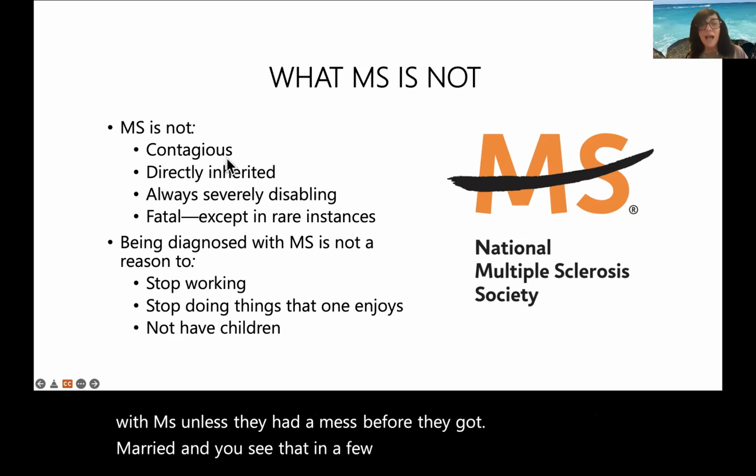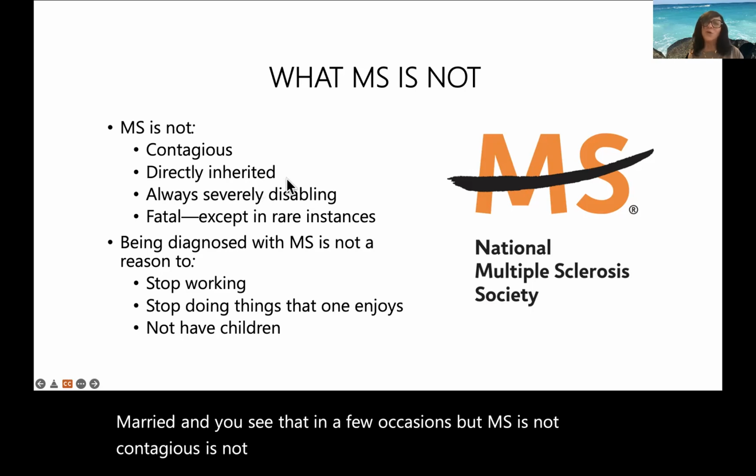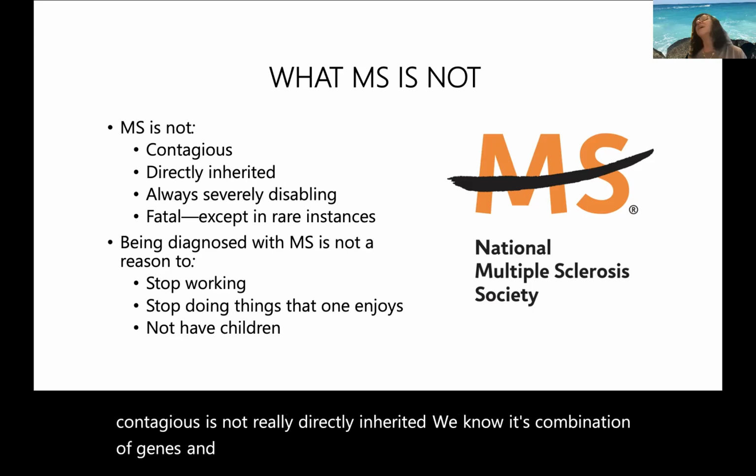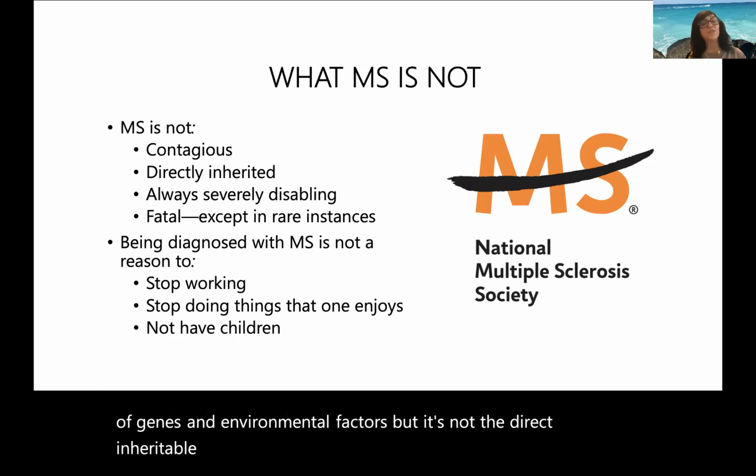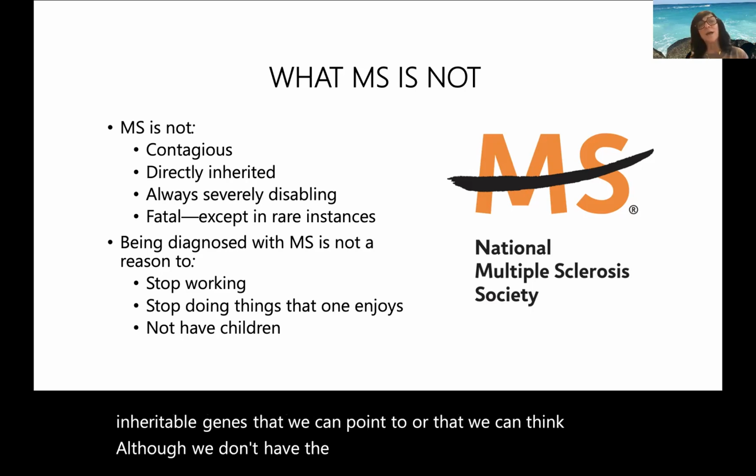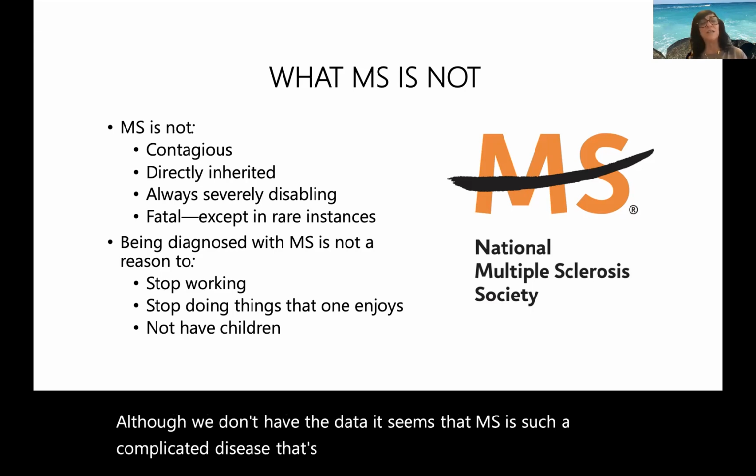But MS is not contagious, and it is not really directly inherited. We know it's a combination of genes and environmental factors, but it's not a direct inheritable gene that we can point to, although we don't have the data. It seems that MS is such a complicated disease that it's not attributed to one gene.